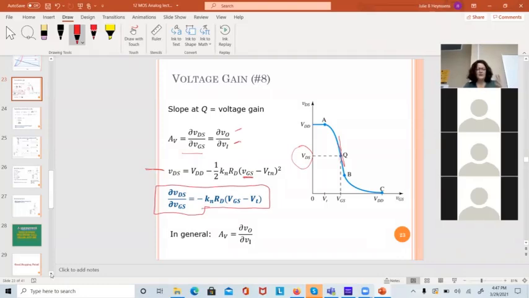What I get is minus KN RD (VGS minus VT). That is the gain of a common source amplifier as the circuit was drawn earlier in the slides. It's not the gain of every common source amplifier. Some of them don't have RD in there. Some of them have more resistors in there, which makes it more complicated. But for the circuit we've done, we've derived the gain that works for that circuit. It's a fairly common topology, but not used everywhere.